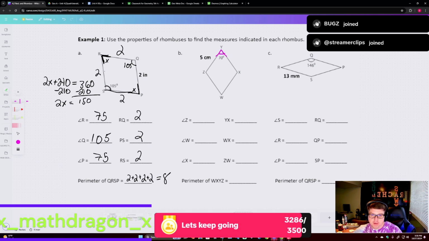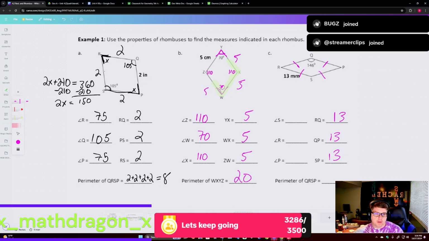And we have angle 70. So I know this is going to be 70. I do know that I've got a U shape. So this has got to be 110 and 110 because they need to equal 180. All right. And then all 4 sides, 5 centimeters. So 5, 5, 5, the perimeter, 20. 13, 13, 13, all the sides are equal to each other. So that would be what, 52?